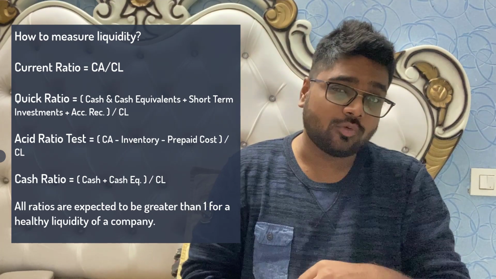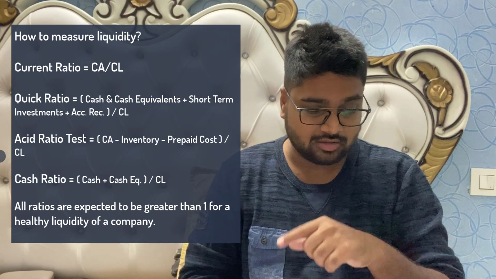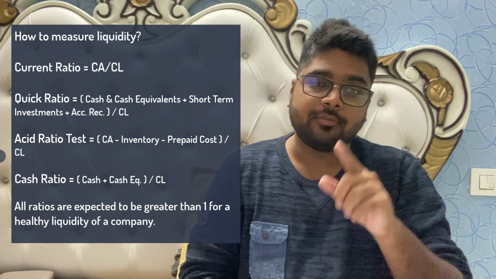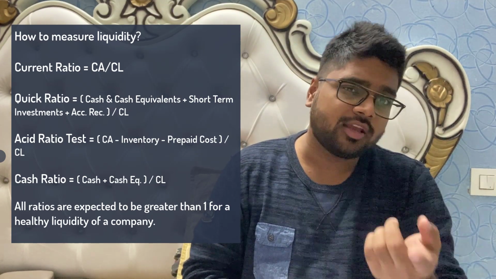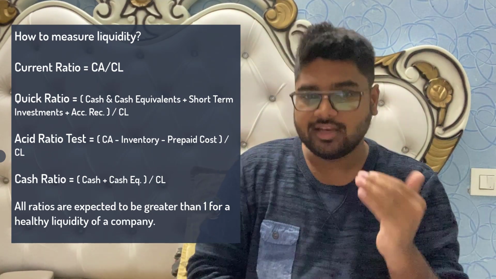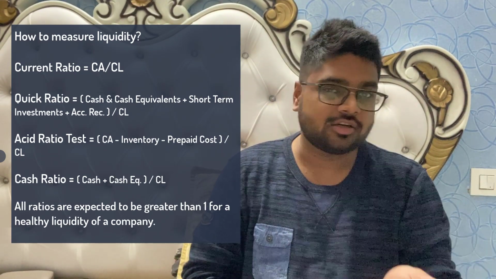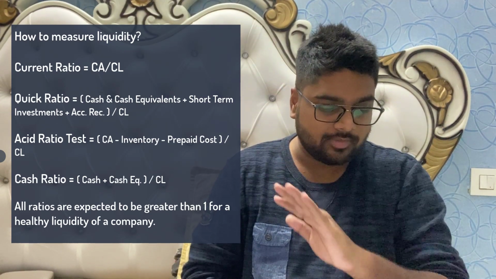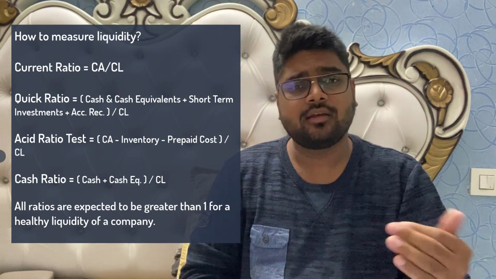Furthermore, there is something called the acid ratio test. In the acid ratio test, they subtract inventory and prepaid expenses from your current assets, and then divide it by current liabilities. Again, this will be less than the current ratio, because the current ratio is a very lenient kind of ratio, but it should also be greater than 1. And then you have the cash ratio. The cash ratio is completely about cash: how much cash holdings the company has versus the liabilities. So this would only include cash plus cash equivalents, divided by the current liabilities.